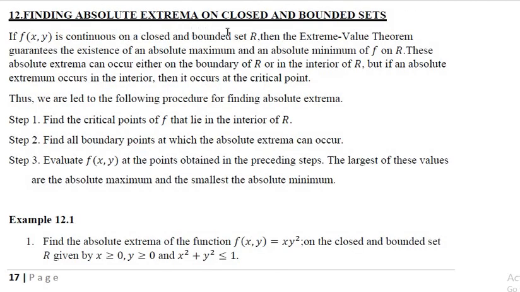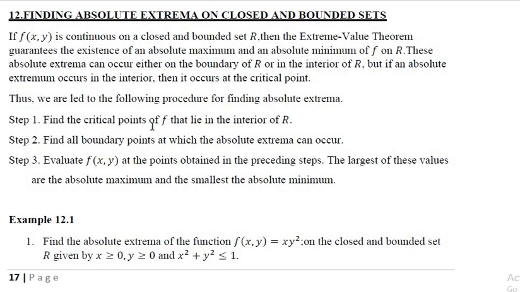Finding absolute extrema on closed and bounded sets. If f(x, y) is continuous on a closed and bounded set R, then the extreme value theorem guarantees the existence of an absolute maximum and an absolute minimum of the function on R. These absolute extrema can occur either on the boundary of R or in the interior of R. But if an absolute extremum occurs in the interior, then it occurs at a critical point. So, for finding the absolute extrema, the following are the steps.